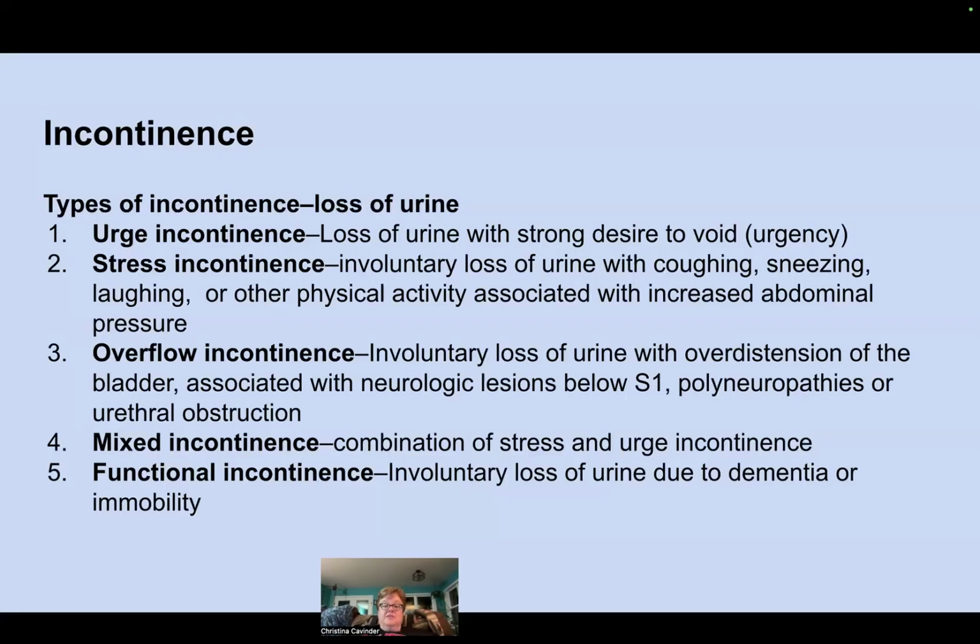Overflow incontinence means involuntary loss of urine from an overdistended bladder. It's typically associated with some kind of neurological lesion, polyneuropathies, or urethral obstruction. So typically that is when you can't empty your bladder the way you should, it becomes overdistended and then it just kind of leaks out. Mixed incontinence, usually you have urge and stress together. Functional incontinence is involuntary loss of urine due to some kind of brain lesion, like dementia, or immobility.